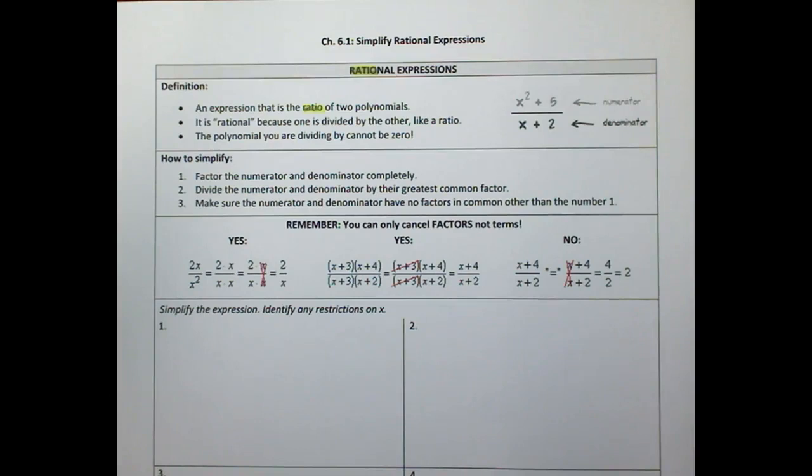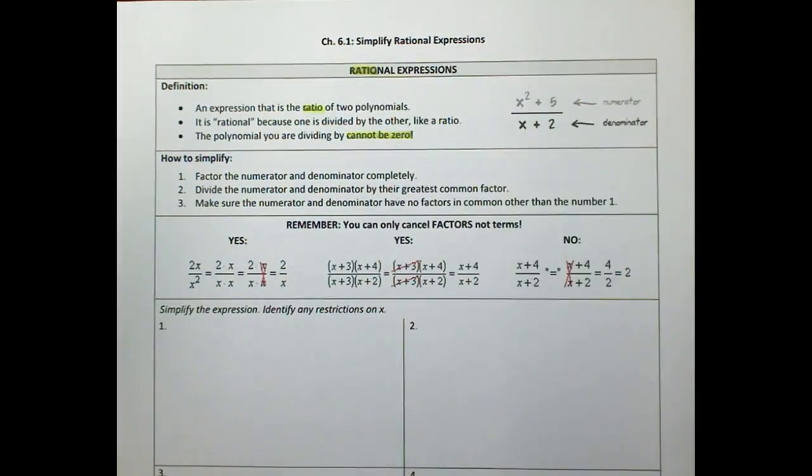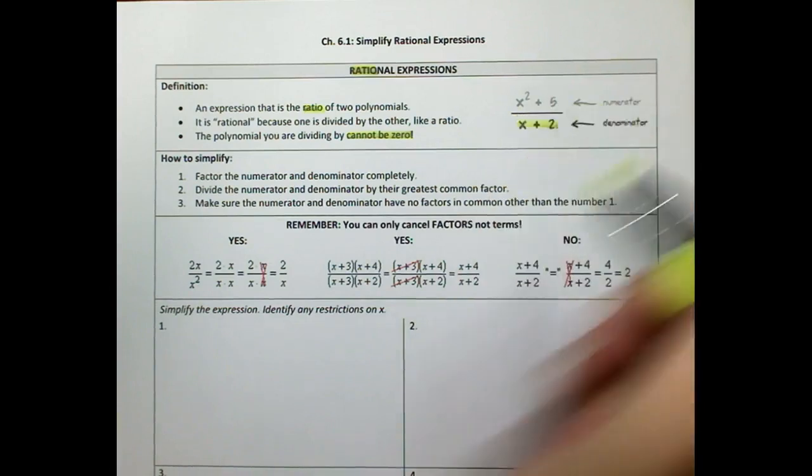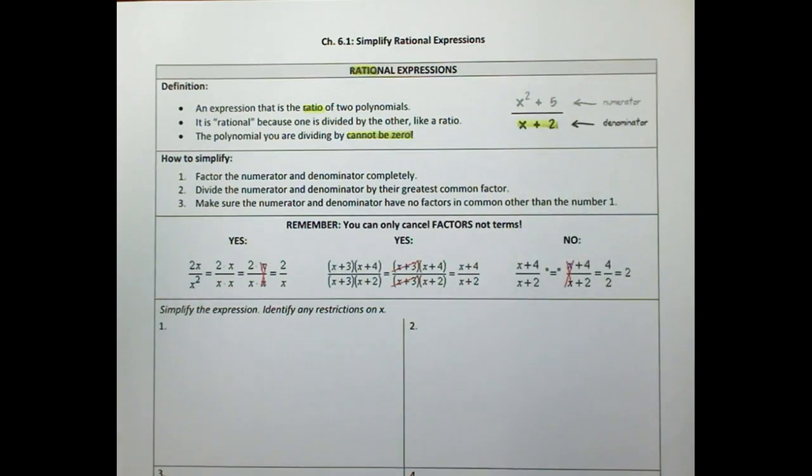Some things to remember: you're going to have a numerator and a denominator, just like a normal fraction. That's what a ratio is. It's a fraction. And the polynomial you are dividing by cannot be 0. That's very important. So what that means is this x plus 2 cannot equal 0. We would have to find what value doesn't work in this ratio. In this case, it would be -2. The denominator cannot be -2.